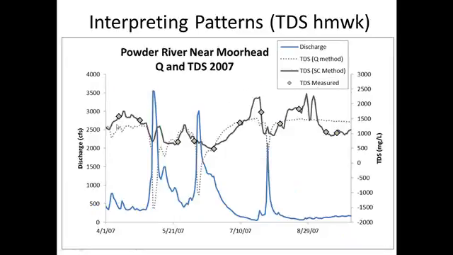In contrast, adding this specific conductance line onto the Powder River plot, this is again calculated from the relationship between specific conductance and total dissolved solids, and this line is independent of discharge because specific conductance was measured on every day, and that's how we estimated this TDS line. And so this darker gray line can be interpreted as it relates to the hydrograph, because it's an independent measure. It was not calculated from discharge like this dotted gray line was.